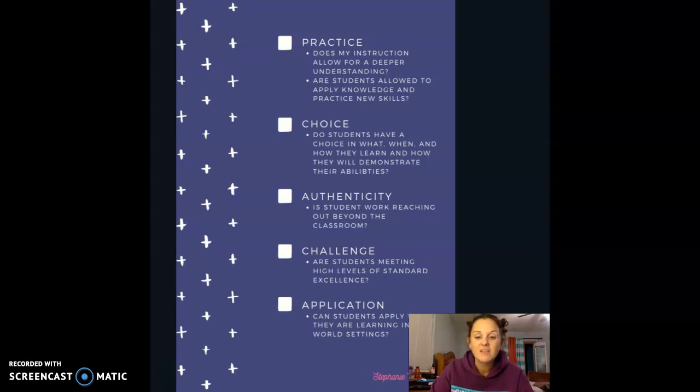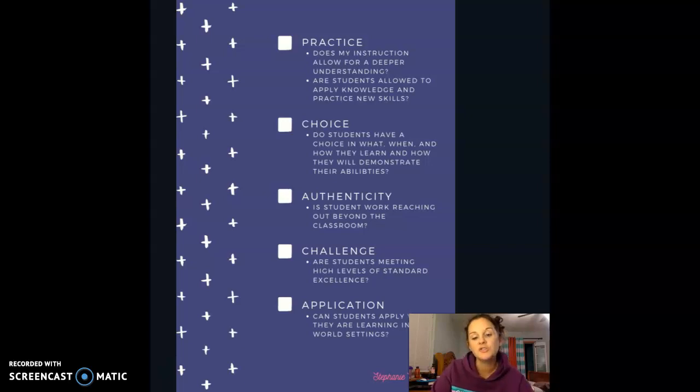Authenticity. Is student work reaching out beyond the classroom? This is an aspect that I feel is a lot easier to do once you get into higher education levels, even high school. It's easier for them to produce a project or a piece of work that you can go out and publish or send out. In the elementary classroom where I'm at, we publish a lot of their work on our class Seesaw account where they can share that with their families and their friends. So that's how we go about that in the elementary classroom.